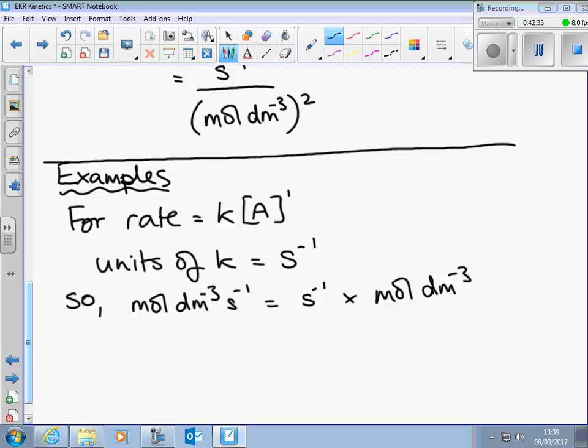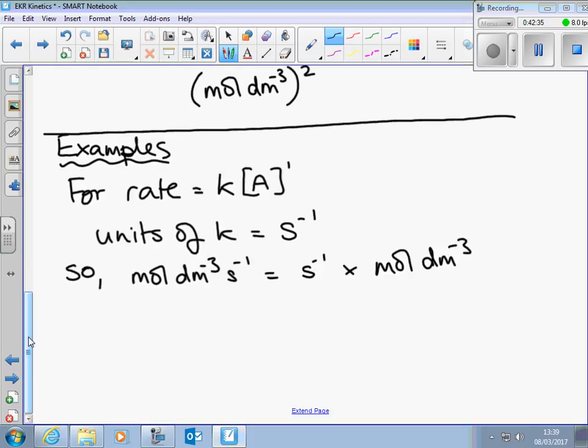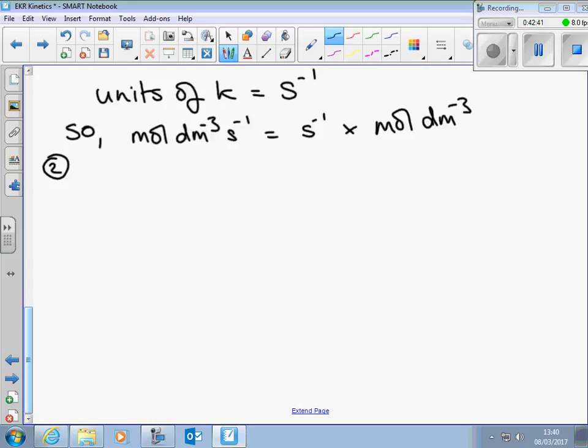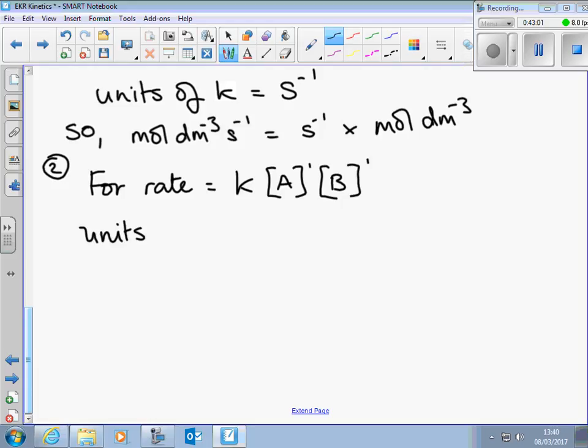Okay, let's try another one. Let's number these as I go in case I need to refer back. Right, for a second one, if we've got rate equals k, A to the 1, B to the 1, what are the units of k?